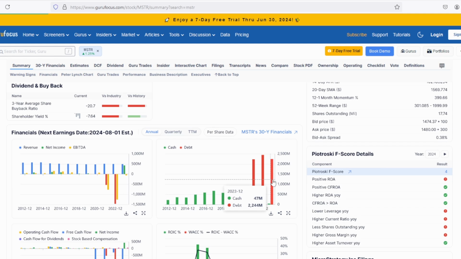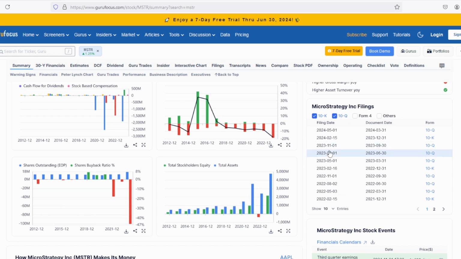MicroStrategy has taken on debt amounting to $2 to $3 billion, while it only has $47 million in cash. This is an extremely precarious situation, especially as the company continues to buy Bitcoin. Essentially, it is purchasing Bitcoin on credit. Personally, I find this unacceptable because if Bitcoin's value plummets, it's questionable how the company will manage its debt.